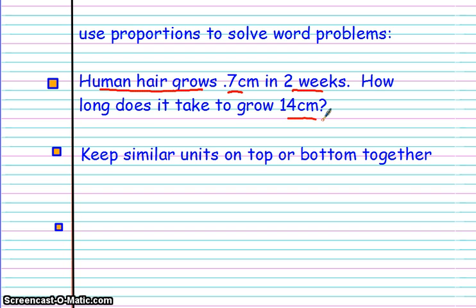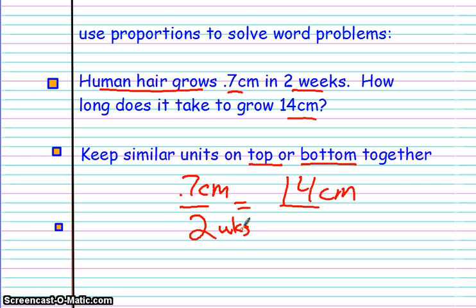So here's the big note. You have to keep similar units on top of the fraction or on the bottom of the fraction. So what are the similar units? We're going to have two fractions right here, and we know it's going to be proportional because hair always grows at the same rate. So if 0.7 centimeters is on top, on the other fraction, 14 centimeters has to be on top. Okay, so if it takes 2 weeks to grow, we're going to just write weeks here so we know what we're dealing with. How many weeks does it take to grow this?